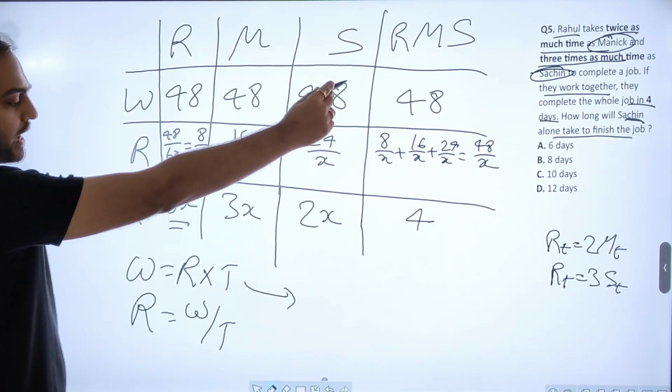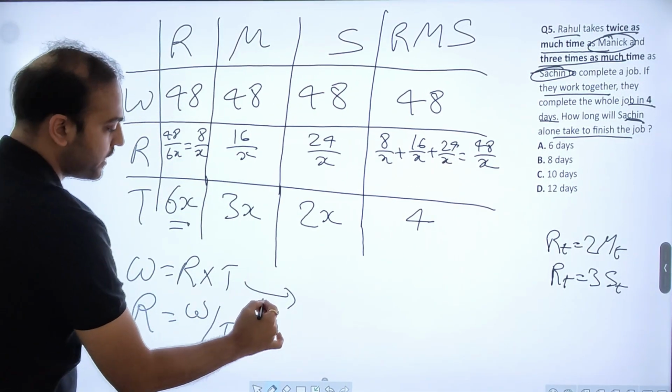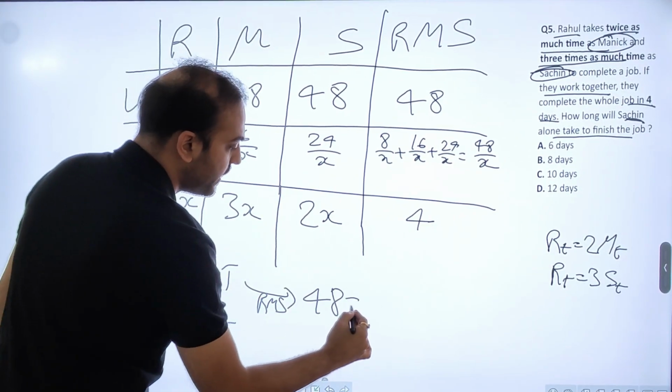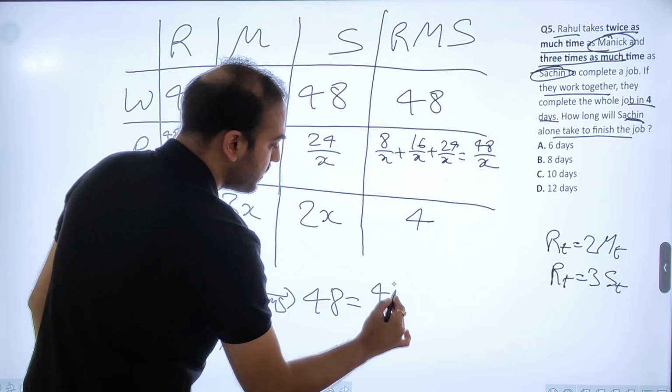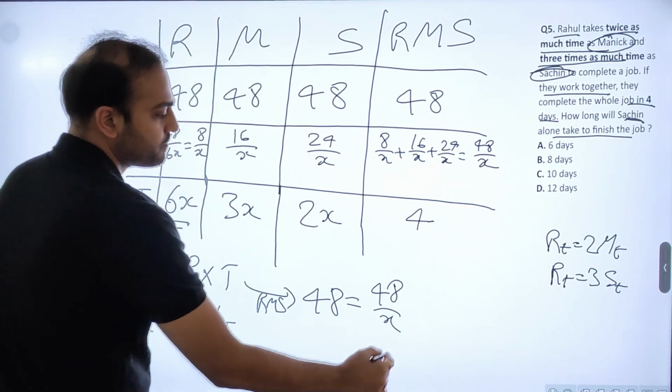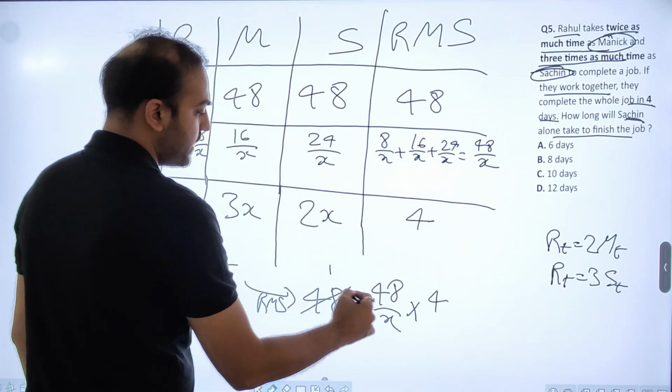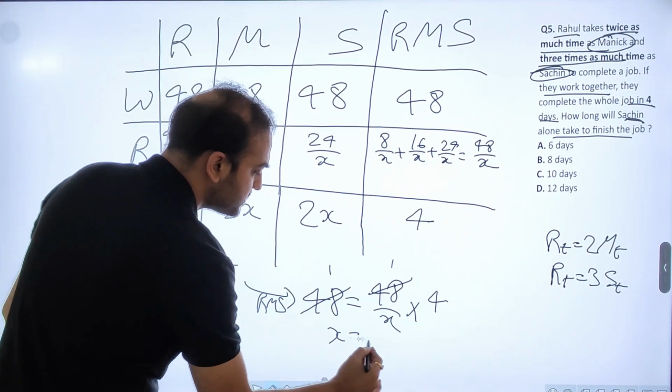So if I apply for the RMS column, work is 48, rate is 48 over x, time is 4. 48 and 48 cancel out, you get x as 4.